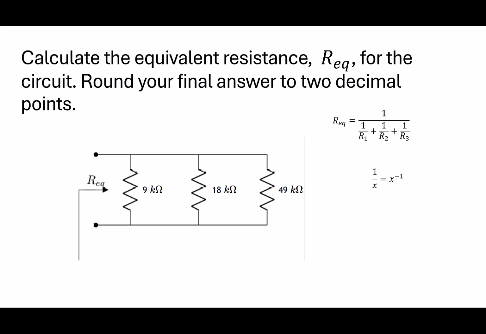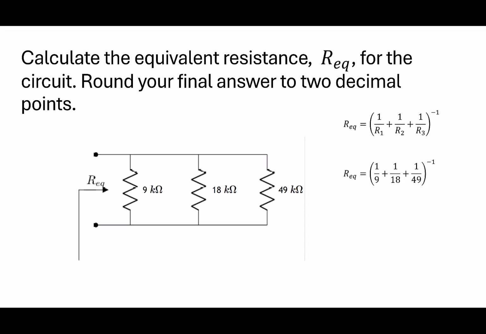Because 1 over x is the same thing as x to the negative 1, we could take what's in the denominator, the 1 over R1 plus 1 over R2 plus 1 over R3, find that, and then take that to the power negative 1. It looks like this. We find 1 over R1 plus 1 over R2 plus 1 over R3, then we take all of that and put that to the negative 1 to get our equivalent resistance.